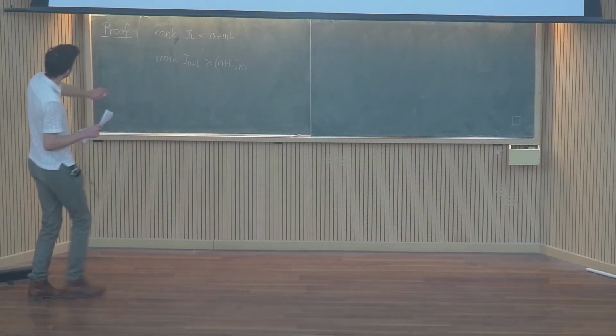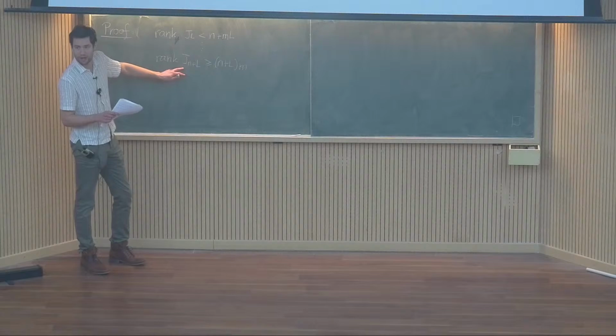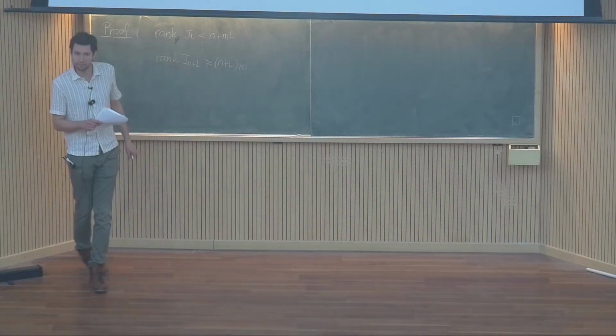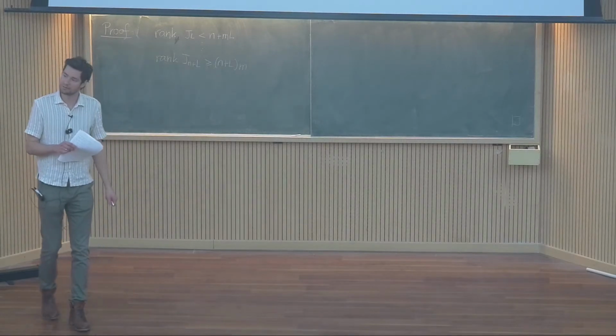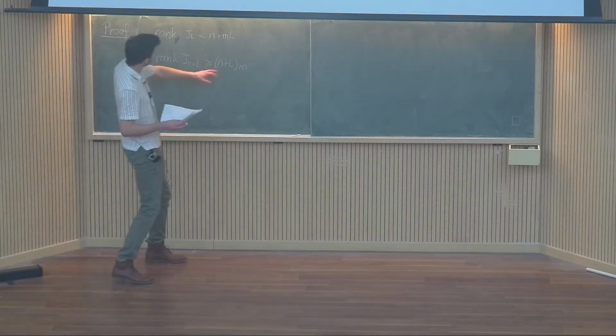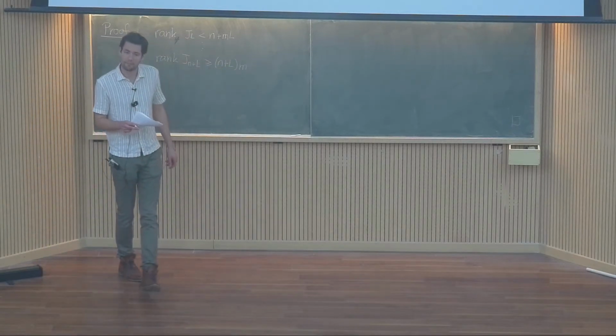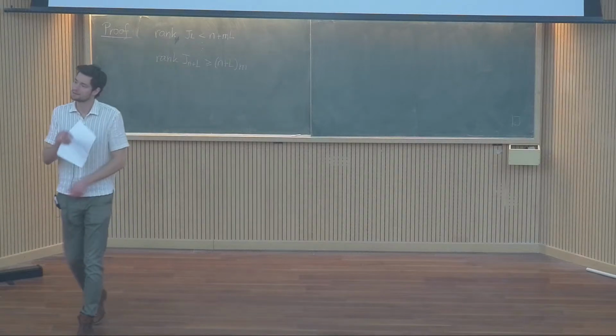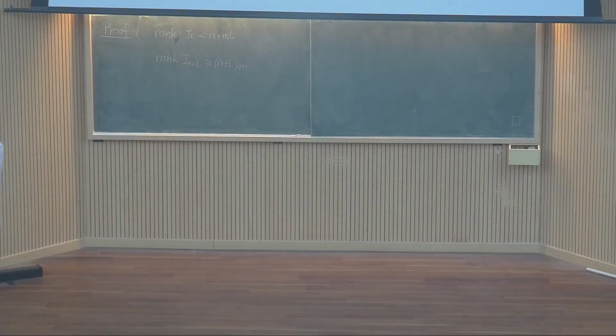Can you see why that is the case? So why is it the case that the matrix J n plus L must have rank larger or equal to n plus L times m? That's due to an assumption we made in the fundamental lemma.